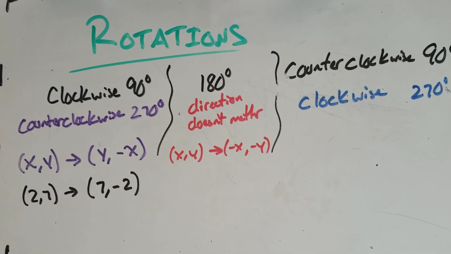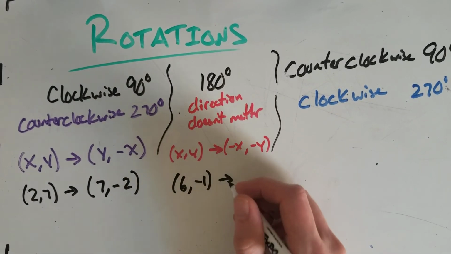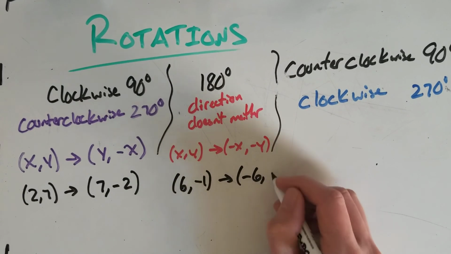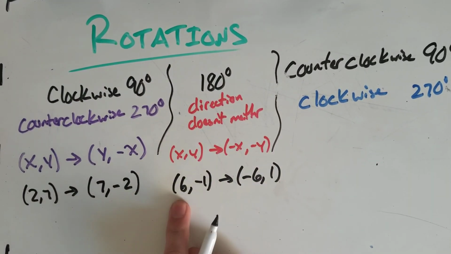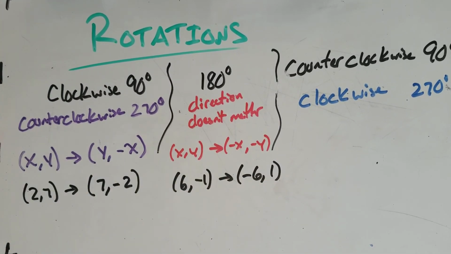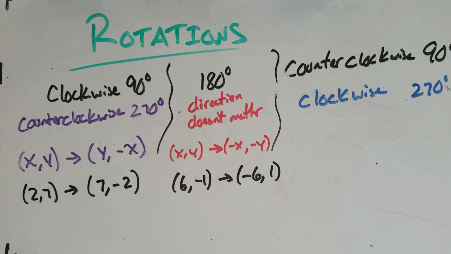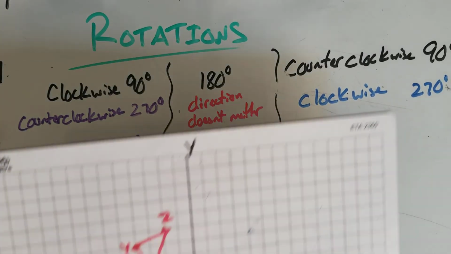An example of this, if you had the point 6, negative 1, and you go through the rule, you're going to become negative 6, positive 1. Each coordinate stays where it is, but it changes signs. So the 6 becomes the opposite, and the negative 1 becomes the opposite. This would be your final coordinates. In our example for this one, we're going to have a triangle, and it looks like this. Here we go. And we're going to rotate this 180 degrees. Here's our triangle.